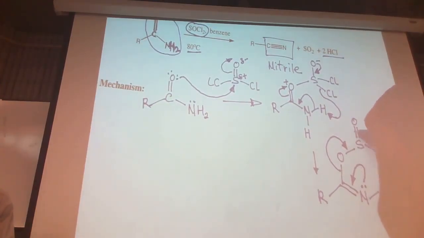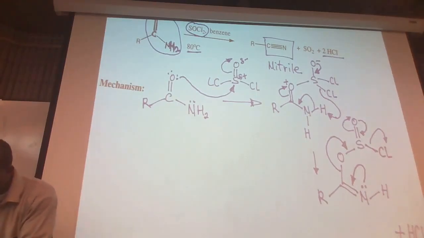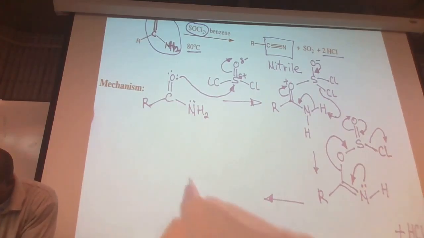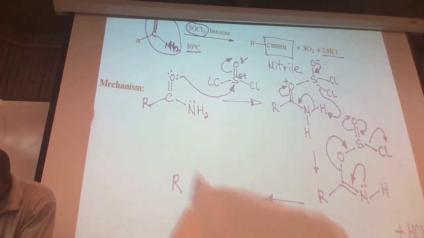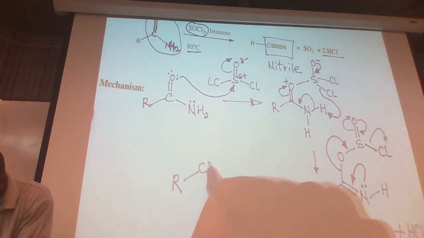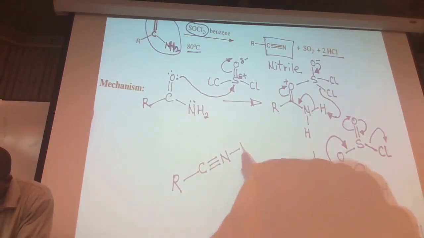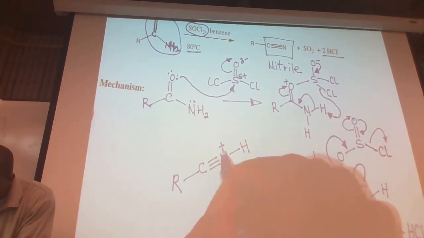But the electrons are going to move around the carbonyl, and it is going to reform back before the chlorine will be kicked out. So here you have this. Now you have this carbon triply bonded to the nitrogen. That nitrogen still has the hydrogen there, so it's positively charged.